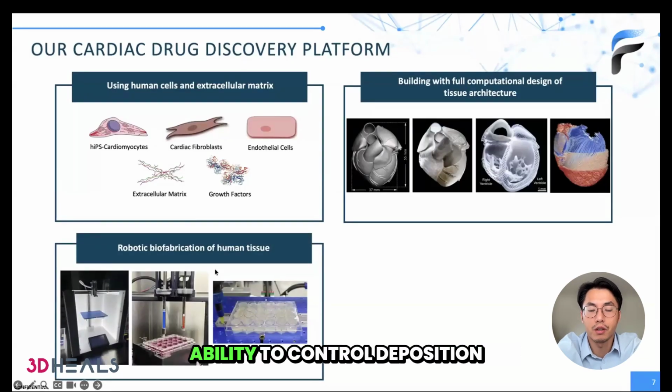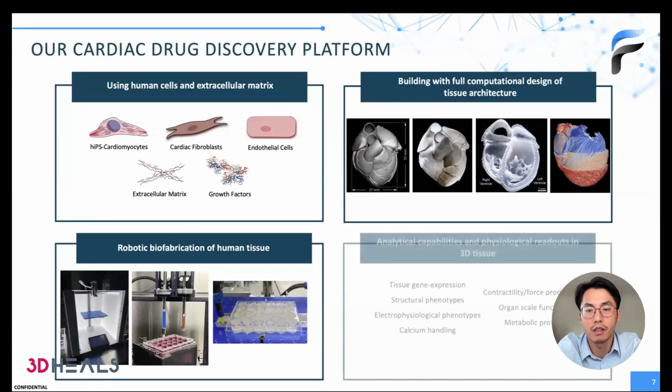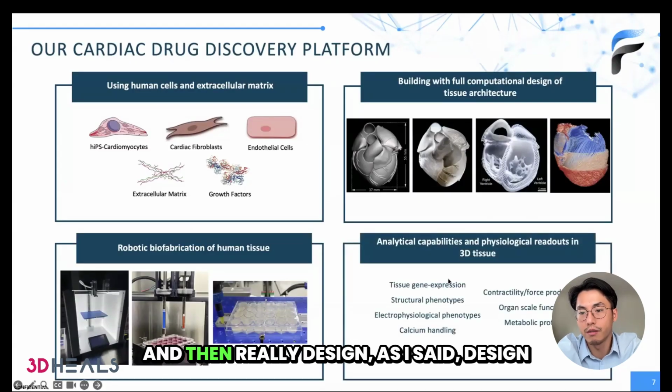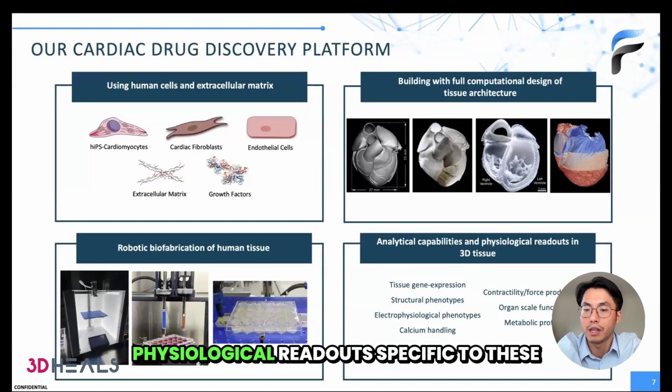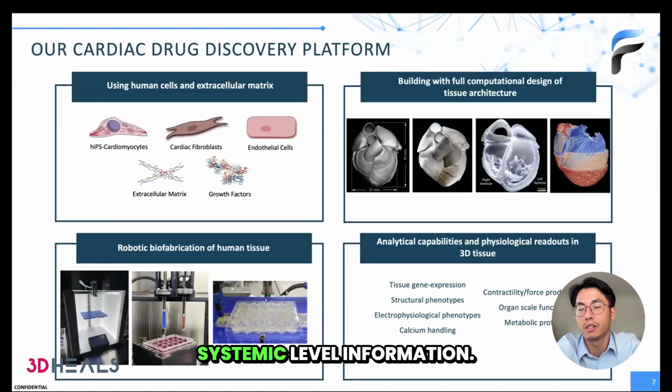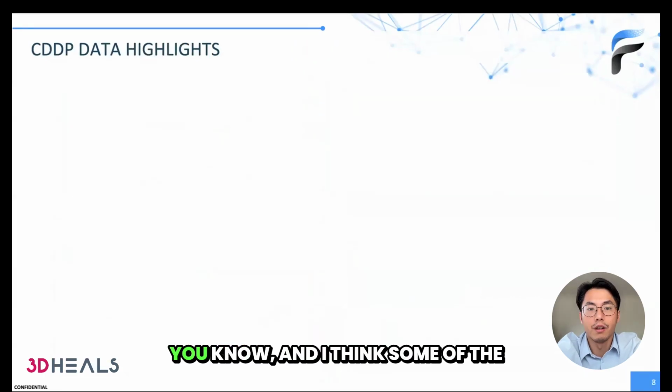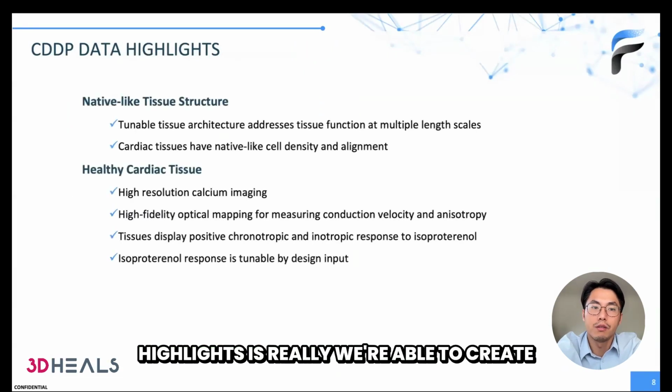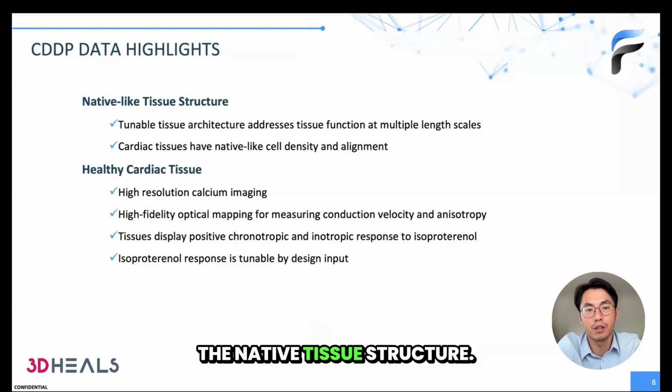And then we'll take our robotic biofabrication. We have the ability to control deposition any way we want it. And then really design, as I said, the analytical capabilities and physiological readouts specific to these three-dimensional tissues, to get this systemic level information. And I think some of the highlights is really we're able to create the native tissue structure, right?